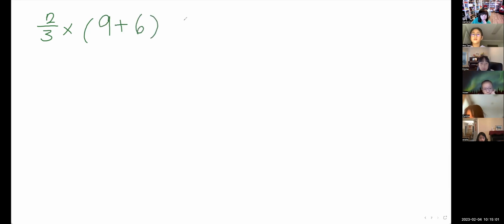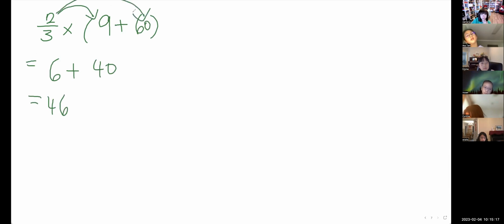If 4 times 100 plus, not 2, let's just do the other one. 2 over 3 times (9 plus 60), okay? Let's make it harder. If you do them together, it's going to be a lot of work. But if you do this one, it's going to be what? 6 plus 40 equals 46. Get it? Because 9 divided by 3 equals 3, 3 times 2 equals 6, and 60 divided by 3 equals 20, 20 times 2 equals 40. So it's 46. Get it, Ariel?